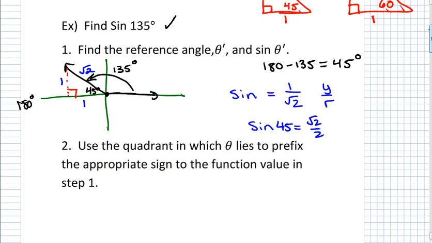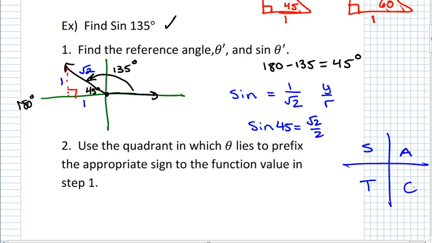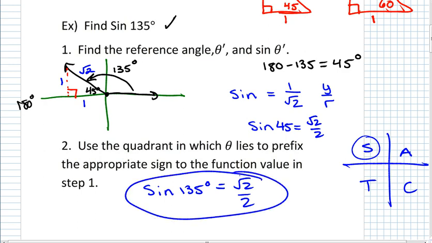Now we have to use the quadrant that it's in. Remember, it's in the second quadrant, and we apply the appropriate sign. This is where you have to remember the whole "All Students Take Calculus." All are positive in the first, sine is positive in the second, tangent in the third, cosine in the fourth. So since it's in the second quadrant and sine is positive, we know that the sine of 135 degrees is going to equal the square root of 2 over 2. It is positive. And that's how you will do it, based upon the reference angle.